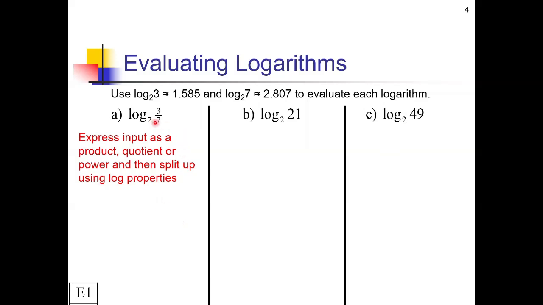All right, so for part A, we already have a quotient, so we can turn this into log of 3 minus log of 7, both of those base 2. And log of 3 we actually know, that's 1.585. Log of 7 we know, that's 2.807. And this is just these logs in base 2, remember. It's different for different bases. But we can plug this into the calculator right away.